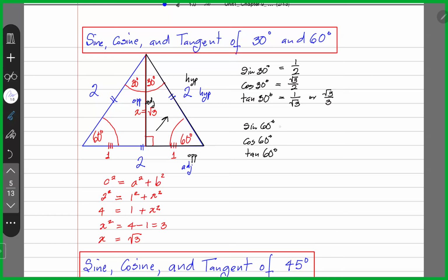Sine is opposite over hypotenuse. So that is opposite root 3 over the hypotenuse, which is 2. The cosine is adjacent 1 over the hypotenuse, which is 2. And the tangent of 60, tangent is opposite root 3 over adjacent 1, or just root 3.